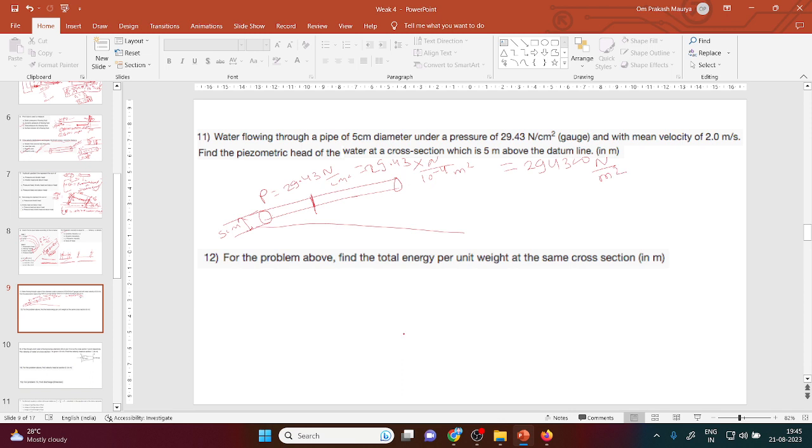This is the pressure, with the mean velocity being 2. Velocity is given at that location as how much? 2 meter per second. Find the piezometric head of the water at a cross section which is 5 meter above the datum line. Let's assume at that point, from this datum line, this is the 5 meter.